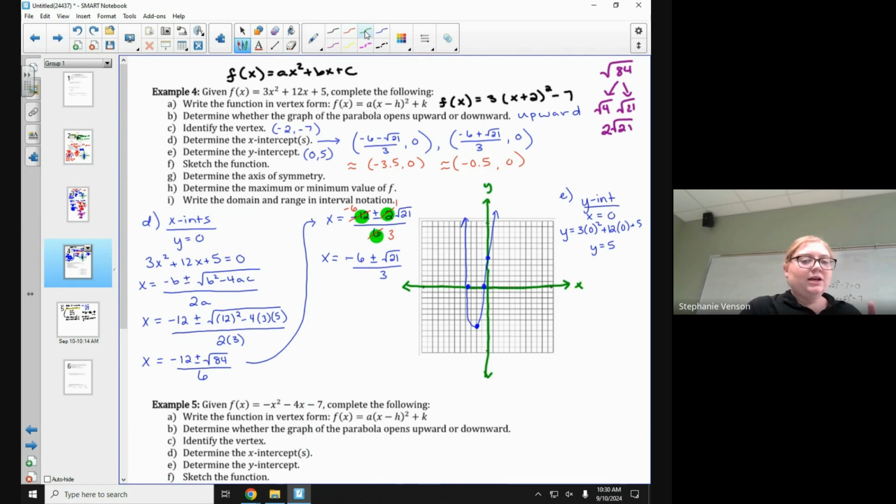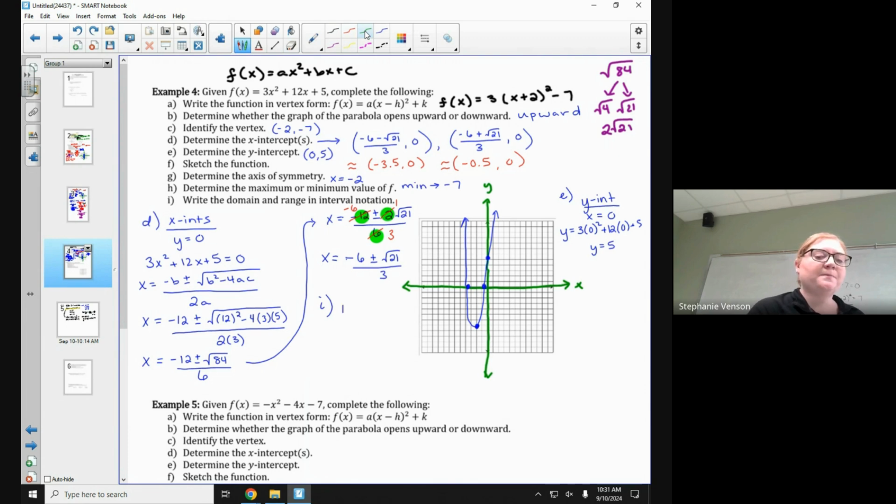Okay. My axis of symmetry is x equals what here? -2. Good. It's always x equals the x value of your vertex. So for this example, it's x equals -2. And then minimum or maximum here? Minimum. And the minimum is just the y value of my vertex. So what would that be here? -7. You got it.